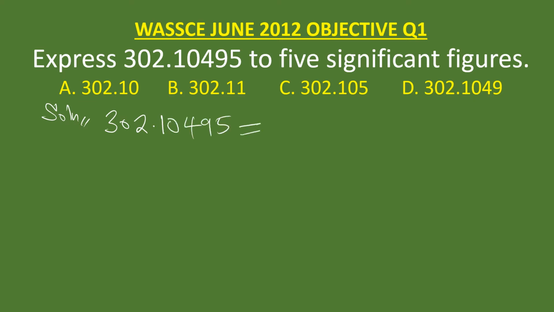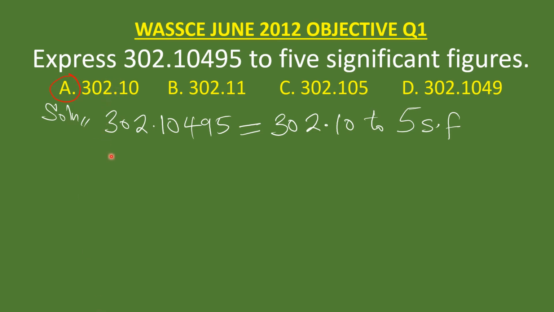302.10495. The answer is going to be what? They said to 5 significant figures. It's going to be 302.10 to 5 significant figures. So our answer there, do we have it there? Yes, our answer is A. So A is our answer.